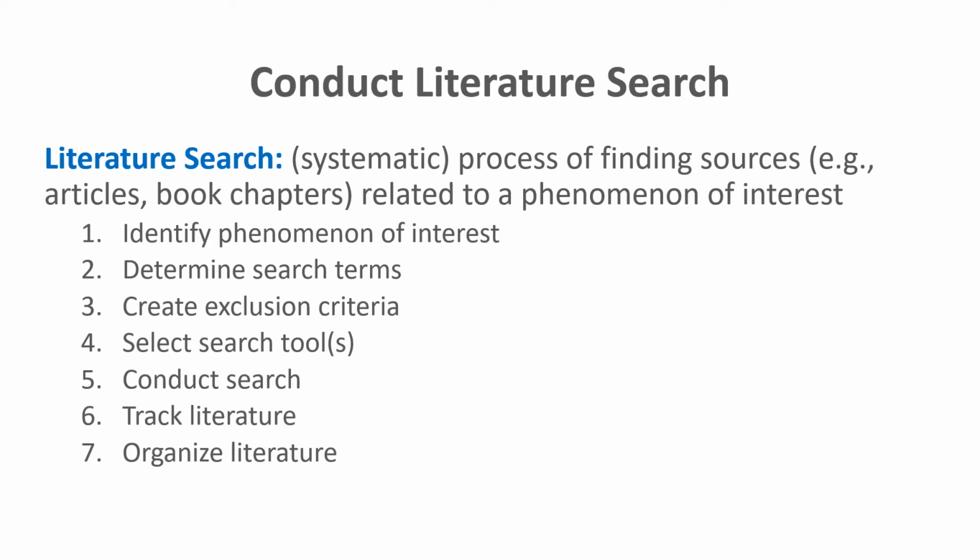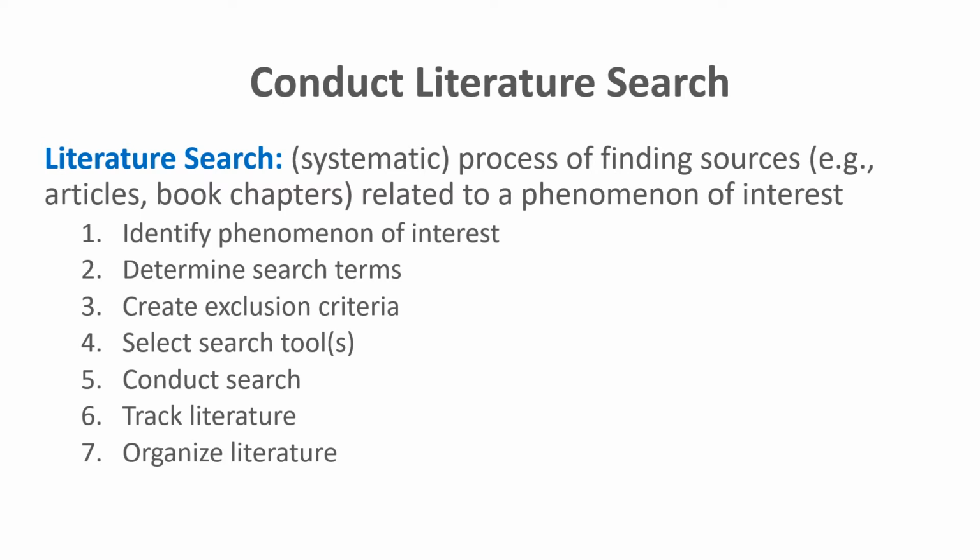Okay, the third step in a literature search is to create exclusion criteria, or conversely, you can think of inclusion criteria. So this is essentially the list of standards or criteria for determining what sources you're going to include or retain and which ones you're going to reject.